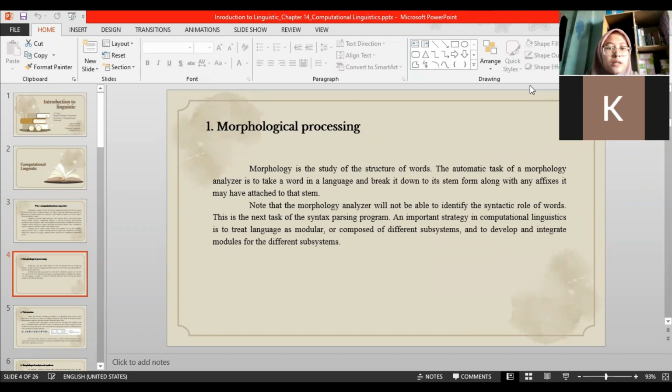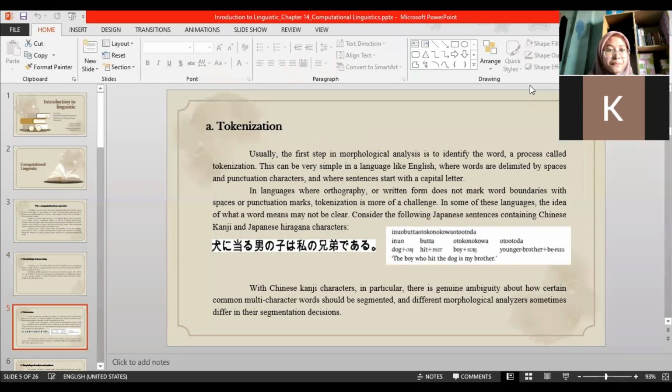First, morphological processing. Morphology is the study of the structure of words. The automatic task of a morphology analyzer is to take a word in a language and break it down to its stem form along with any affixes it may have attached to that stem. Note that the morphology analyzer will not be able to identify the syntactic role of words. This is the next task of the syntax parsing program. An important strategy in computational linguistics is to treat language as modular, or composed of different subsystems, and to develop and integrate modules for the different subsystems.